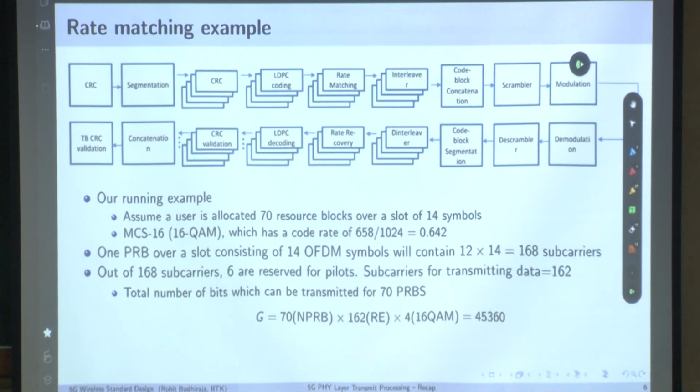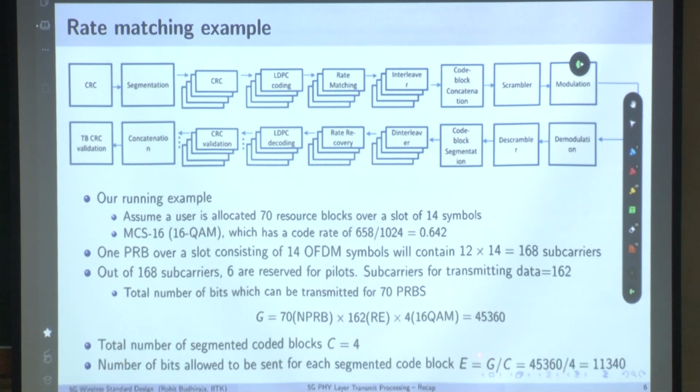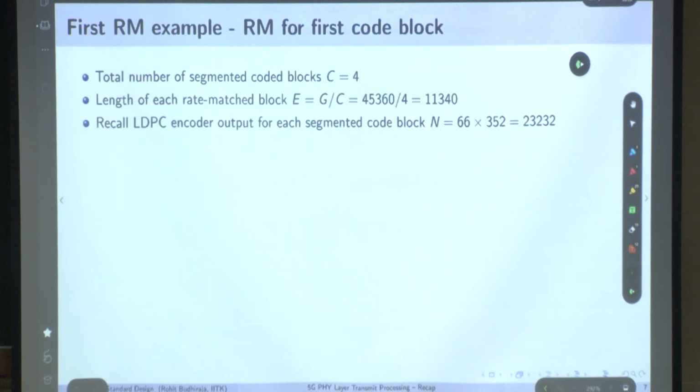So the total number of segmented code blocks, we saw, is C equal to 4. These are the total number of bits you can transmit. For each segmented code block, this is denoted as E, and it is G by C. This is 11340. For each code block, 11340 bits can be transmitted. So these are the numbers. But how many bits is the LDPC encoder generating? N, that is 23232. How many can you transmit?